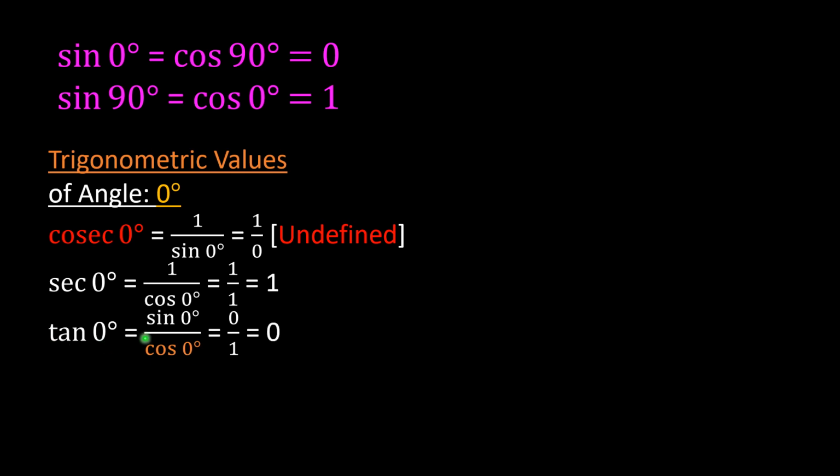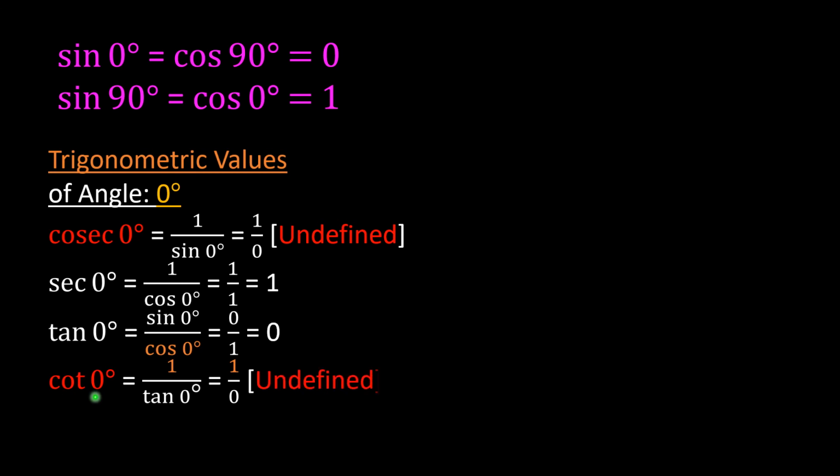Tan 0 is sin 0 divided by cos 0. Sin 0 is 0 and cos 0 is 1. So we get 0 divided by 1, which is 0. So tan 0 is 0.